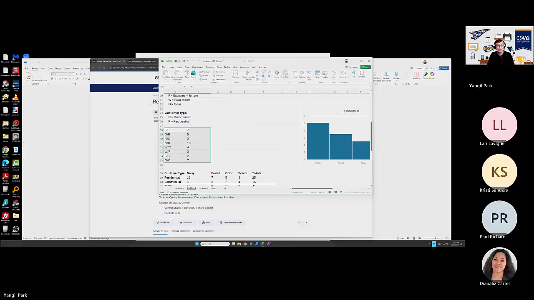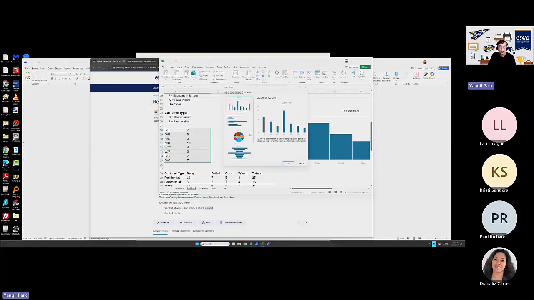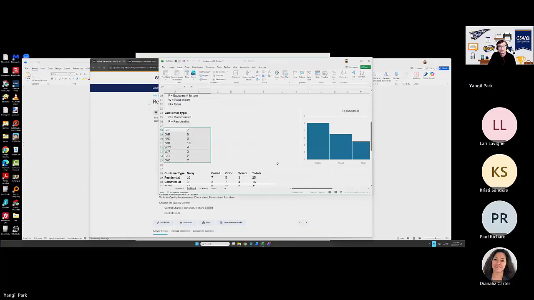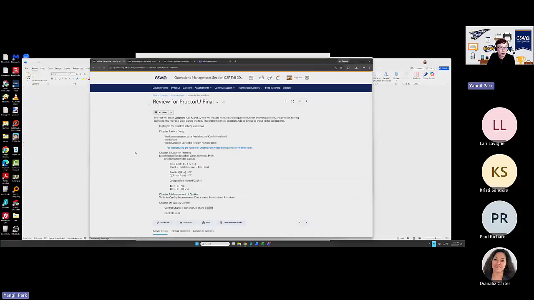Insert, recommended chart. Histogram is right here. Even Pareto chart is fine too. So that's chapter 9 in terms of check sheets and histogram or Pareto chart. Chapter 10. Can I ask one thing about chapter 9?